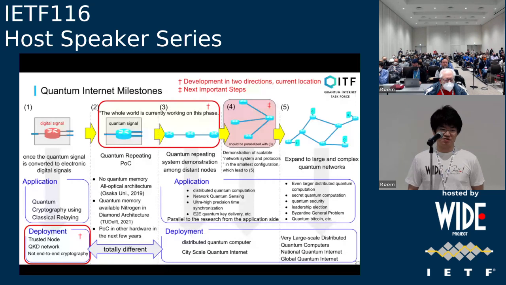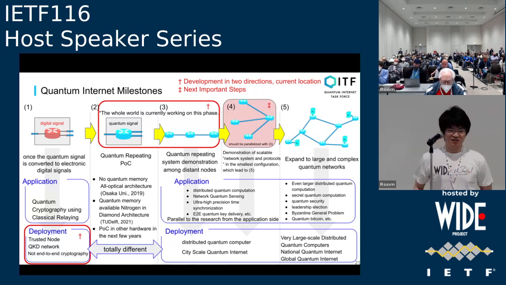Actually, this is kind of just saying. Because of the difficulty of quantum signal repeating, there was another candidate for quantum networks, the trusted node QKD network. Those two are very different directions. So our way is the right one.